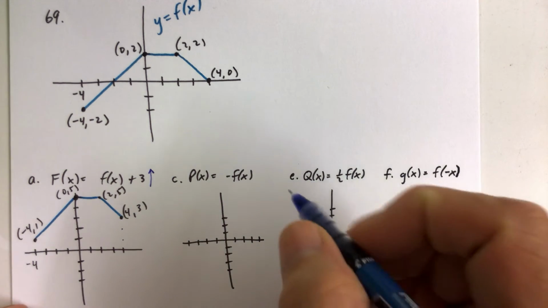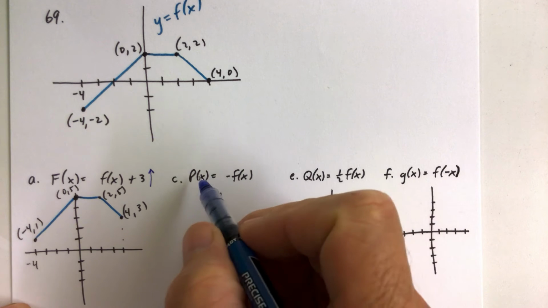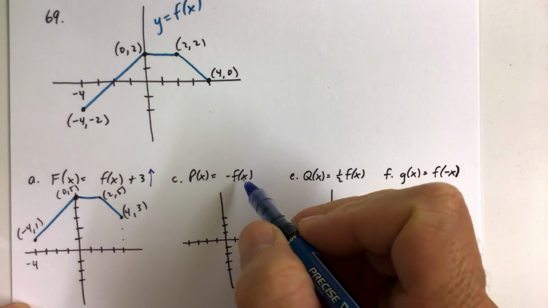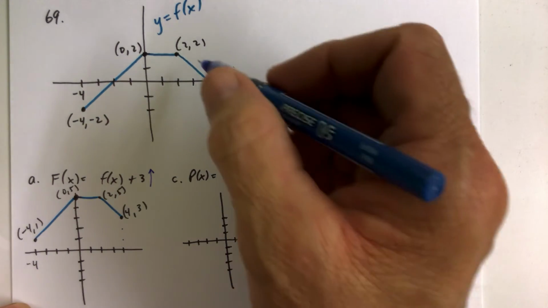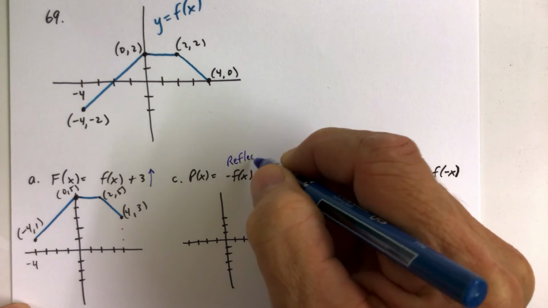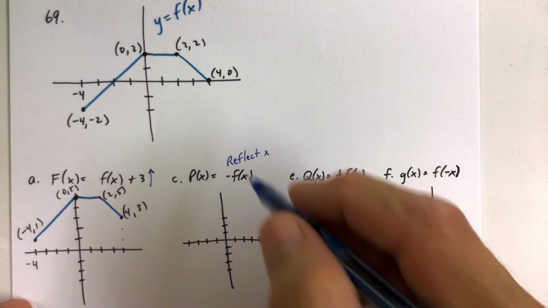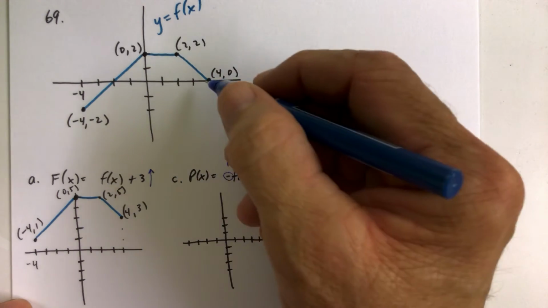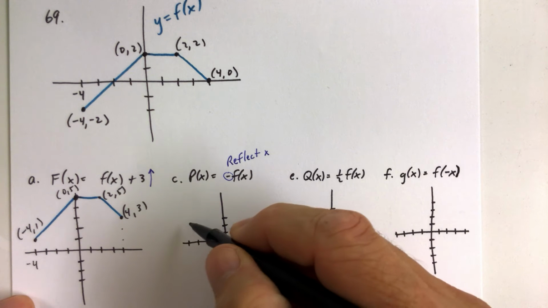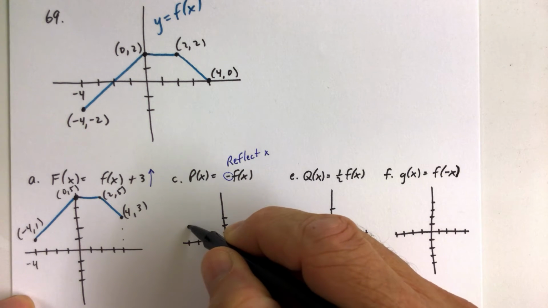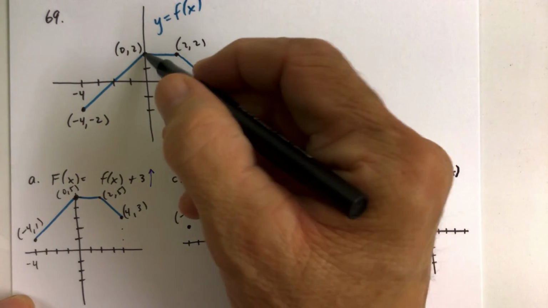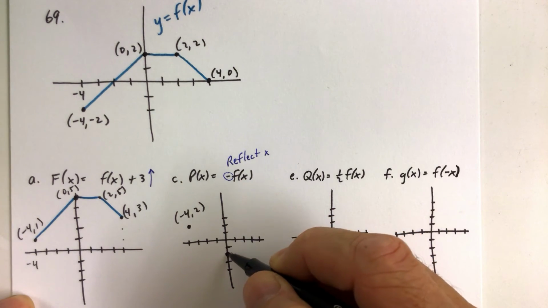So we do the same thing here for part C. Part C, it asks us to, with a minus sign in front of the f of x, that means we want to reflect the graph of f of x over the x-axis. So reflect about the x-axis with the minus sign out there. So the point -4, -2 would be translated to the point -4, +2. And the point 0, 2 becomes 0, -2.